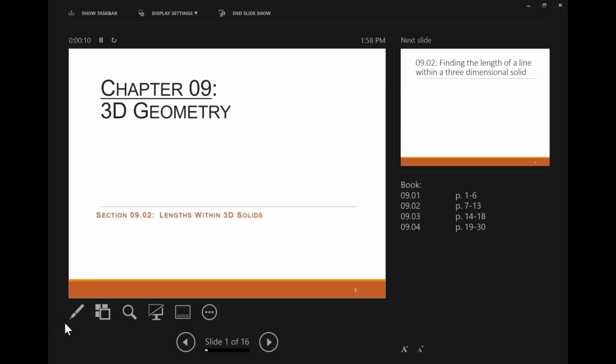Chapter 9, we're going to be looking at three-dimensional figures and doing some basic geometry within some of these three-dimensional figures. So this first section, we're going to be looking at calculating lengths within a three-dimensional figure.